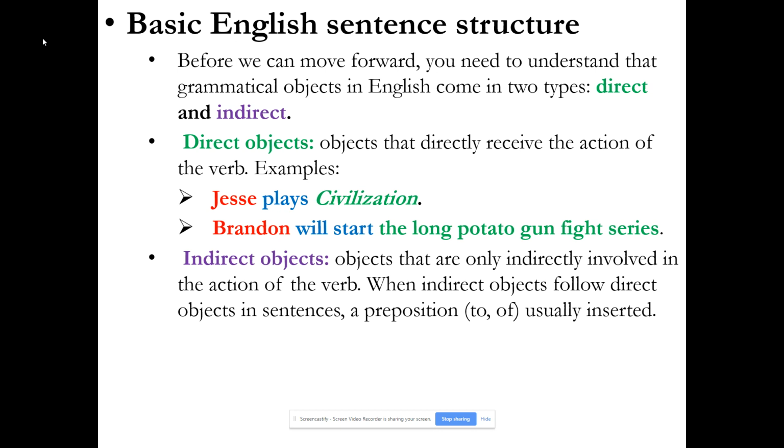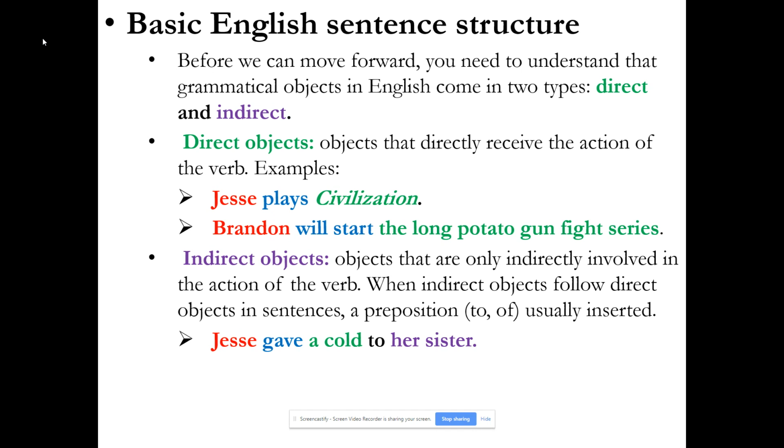Usually in English, when we put the direct object first and then we follow it with an indirect object, there will be a preposition, to or of, inserted that will help us to identify it as the indirect object. So Jessie gave a cold to her sister, right? That to is there to indicate the fact that her sister was the recipient of the cold. The cold is actually what was given, so the cold is the direct object, and her sister is the indirect object.